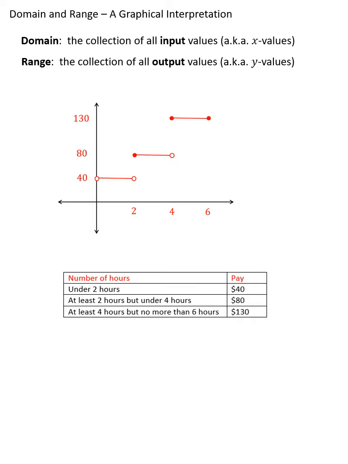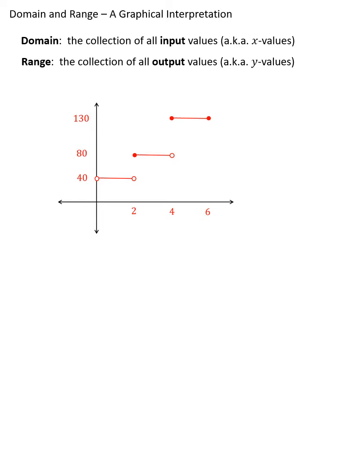and if it takes under 2 hours, you're going to charge $40. If it takes between 2 and 4, including possibly 2 itself, you're going to charge $80. And if it takes between 4 and 6, you're going to charge $130. That kind of scenario in real life would lead to a step function. Your pay is a function of the amount of hours it takes you to complete the task. Now I didn't need that information to answer the domain and range, but it was just something worth looking at because step functions do occur in the real world.